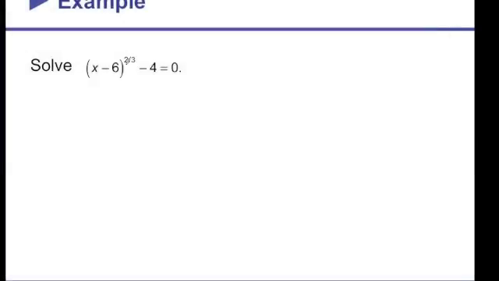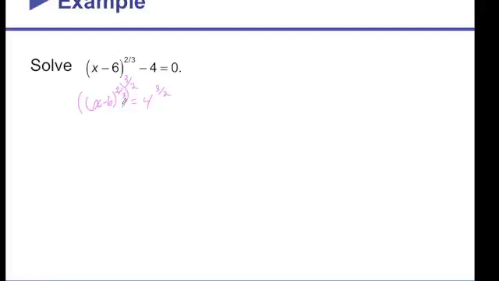An example of that. Here we have (x - 6)^(2/3) - 4 = 0. First thing I would do is get this term raised to the rational power on one side by itself. So I'll get (x - 6)^(2/3) = 4. Now I raise both sides to the reciprocal power. So I raise this to 3/2, and that means I raise the 4 to 3/2 also.